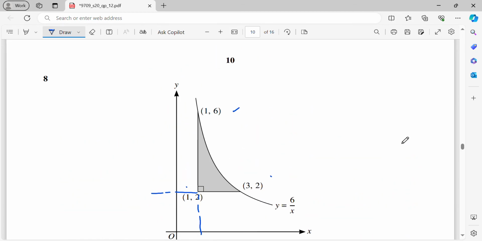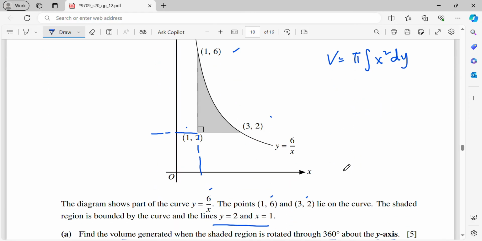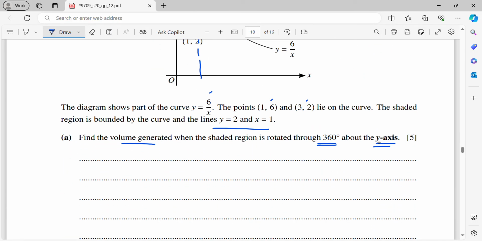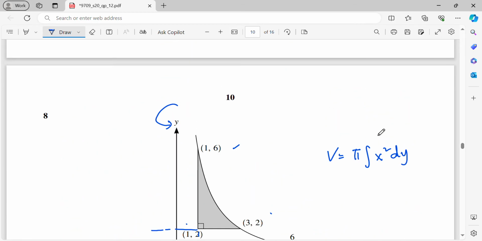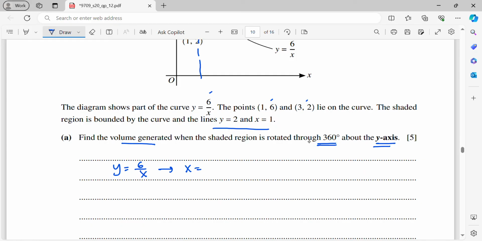Okay, so when it is about the y-axis, our formula is V equals pi x squared dy. Right? Okay, so from here, about the y-axis, I start with y equals 6 over x first. So now I must get x squared, which means I need to get the x value. So my x, I just move up and move down the y, it will be 6 over y.